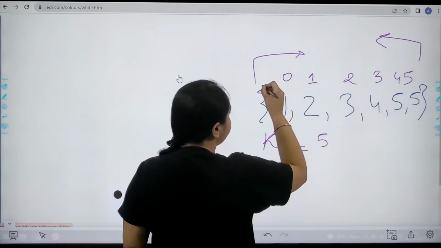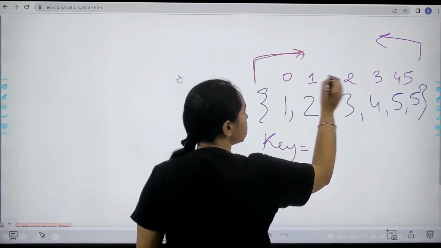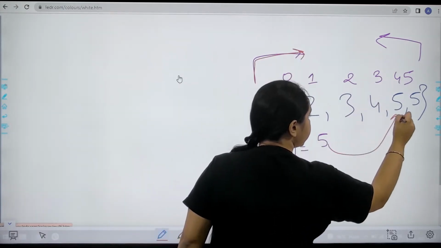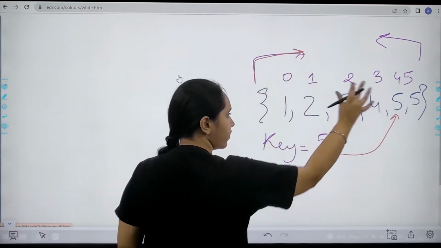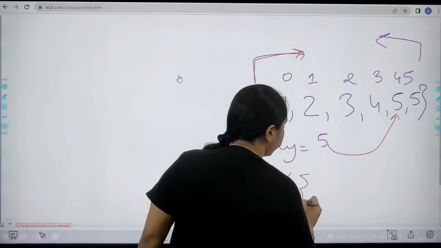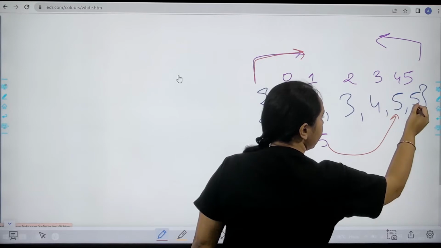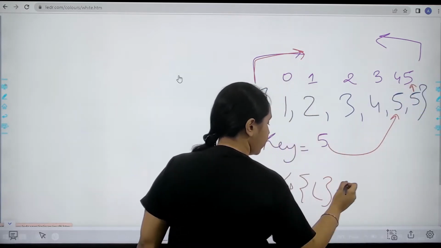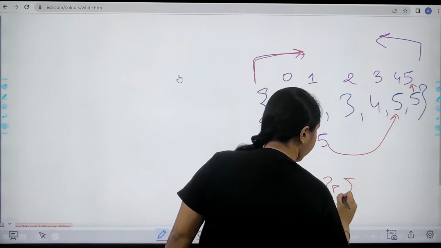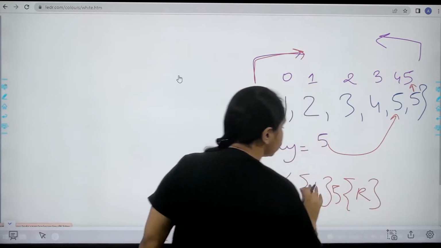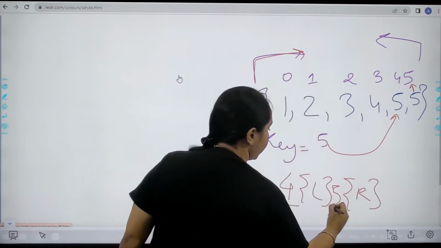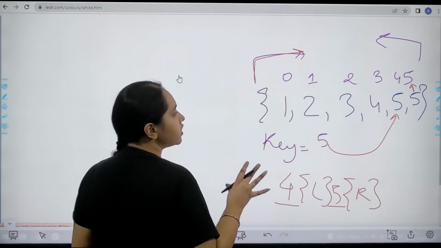Now if I start from this side, I will find 5 over here, which is at index 4, the 4th position from the left side. And if I start from the right side, it is at the 5th position. So position 5 from the right side. So this should be my answer, 4 and 5. This is what I have to do.